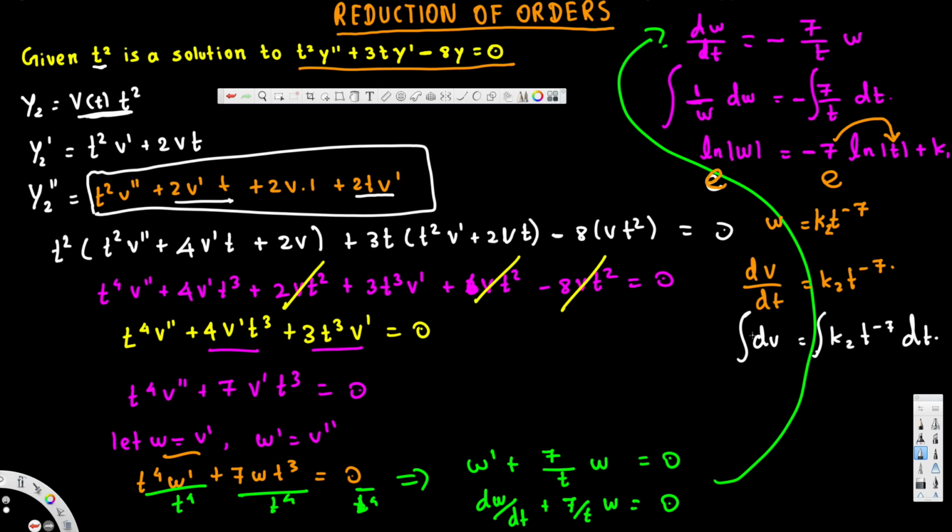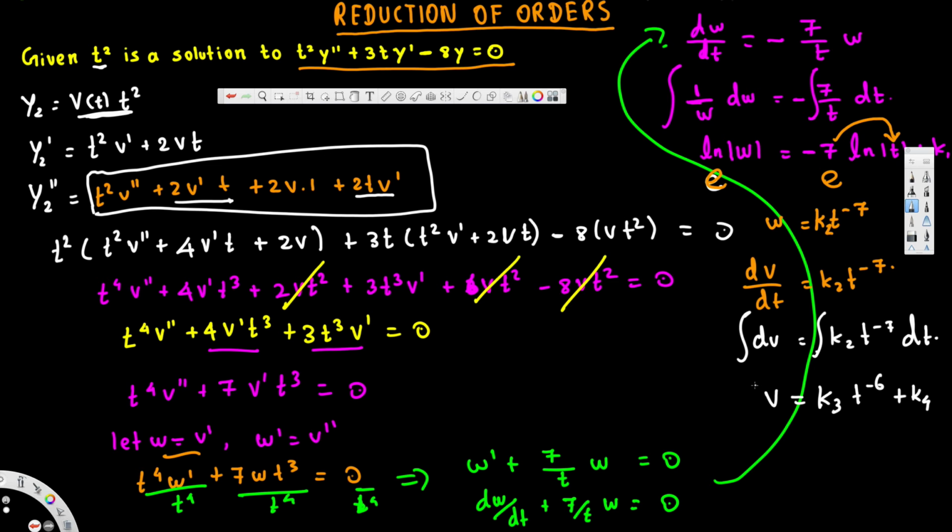If we integrate dv, this is just 1, so if we integrate 1, that's just v, and here k2 is a constant, so that remains the same. But if you integrate t to the power minus 7, you add 1 to the power, so t to the power minus 6, then you divide by the same power, so 1 over minus 6. Instead of 1 over minus 6, I put k3 for that constant. Altogether k3, and then t to the power minus 6. Then we add another constant, plus k4. Now we have v equal to k3 t to the power minus 6 plus k4.